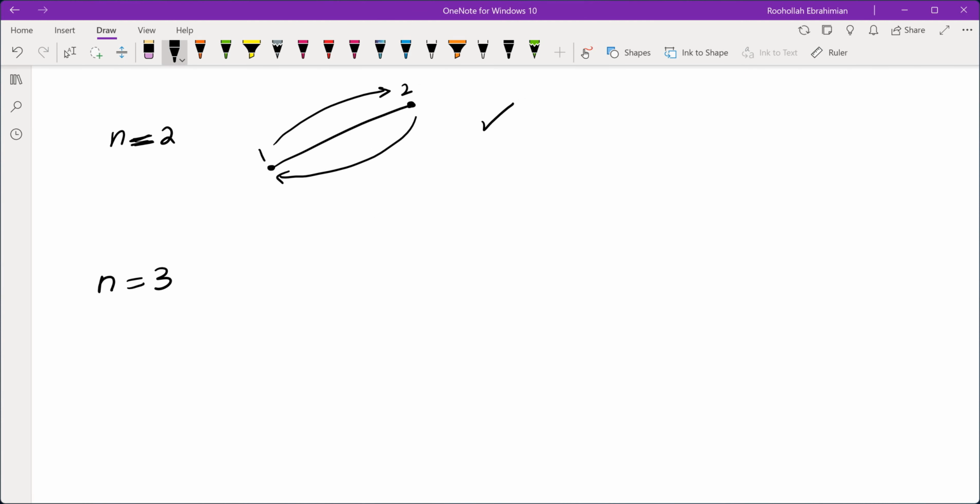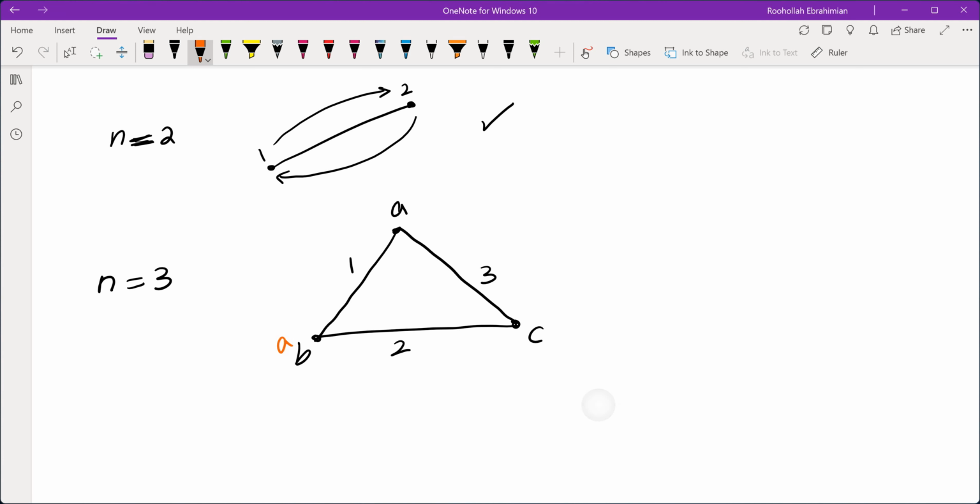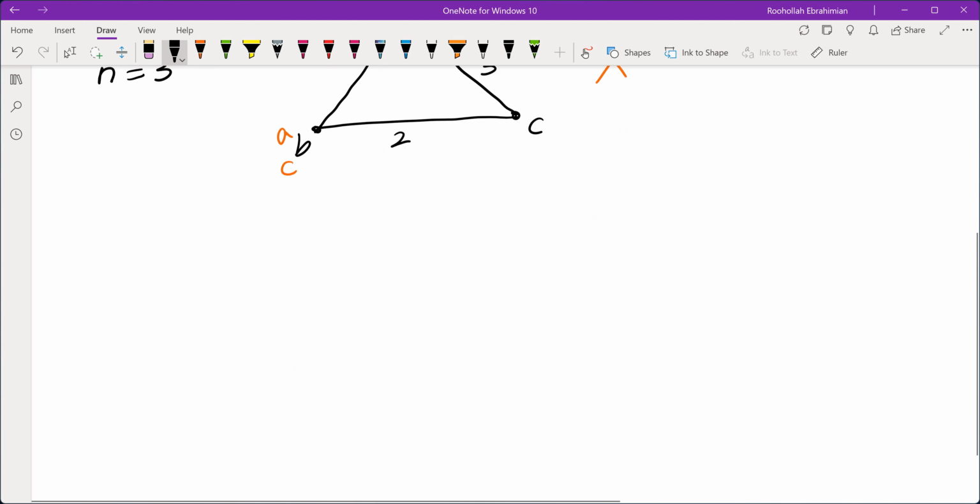Let's look at n equals 3. We have three houses with different distances between them. So let's say this is 1, this is 2, this is 3. So this is A, B, and C. After the visitors are sent, A sends the visitor to B, B sends a visitor to A because that's the shortest distance, and then C sends a visitor to B, which means that does not work. So n equals 3 does not work.